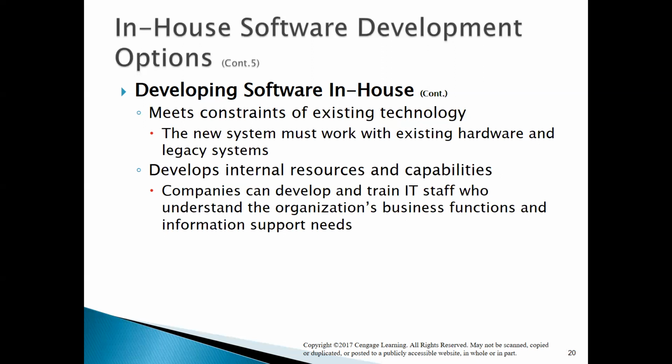Now, develops internal resources and capabilities. Companies can develop and train IT staff who understand the organization's business functions and information support needs. What happens here is when you are building the software in-house, you are not only getting a new software, but you're getting a new set of skills for the individuals working within the organization. So in future, when another project comes in, these people can also work well and get things done.